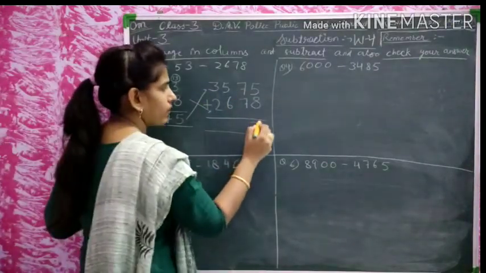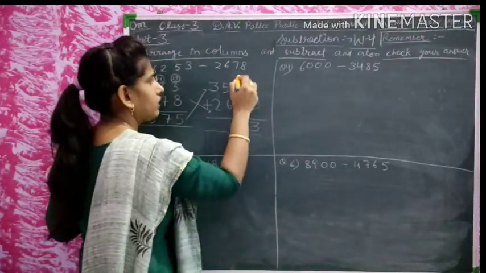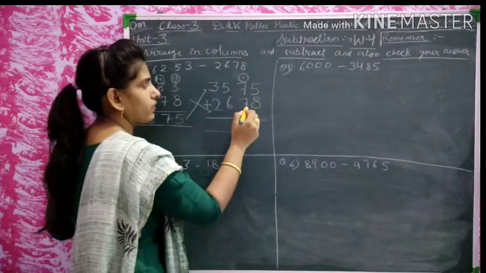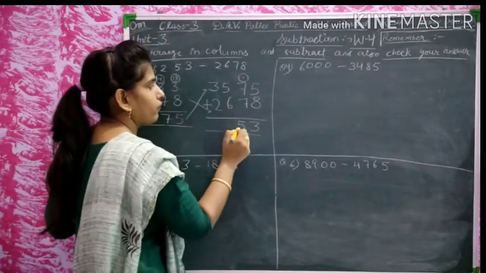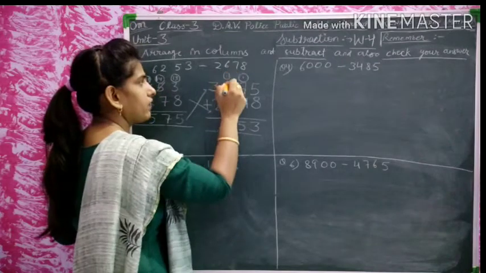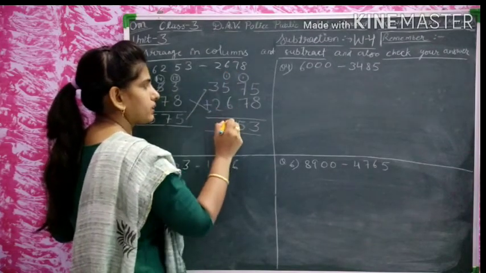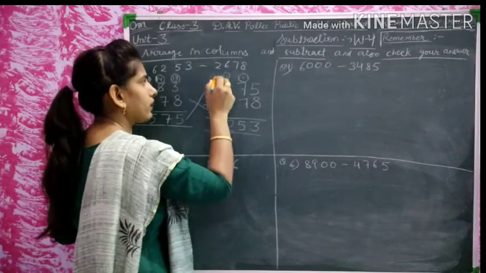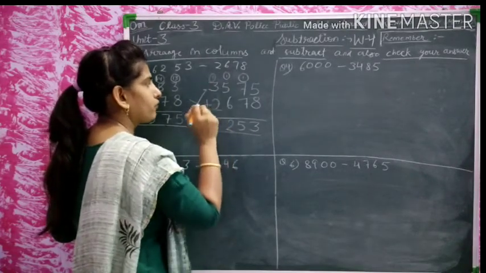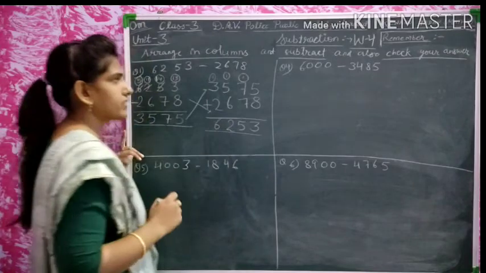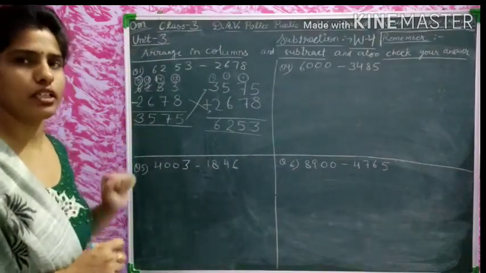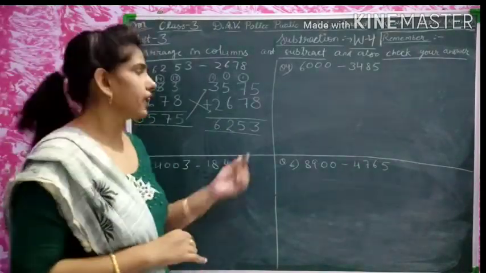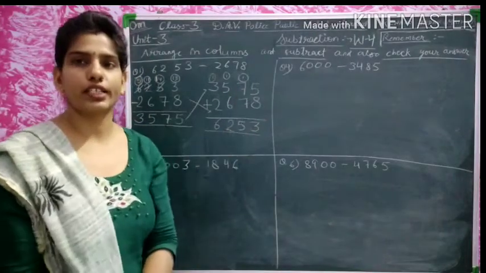8 plus 5, 13. 1 is carrying. 7 plus 7, 14 plus 1, 15. 1 is carrying here. 1 plus 5, 6. 6 plus 6, 12 here. 2, 1 carrying here. 1 plus 3, 4. 4 plus 2, 6 there. This will be the number here. Okay students, now we will go to the next question.